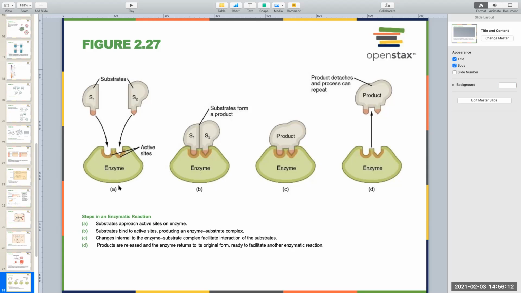So an enzyme is always a protein. An enzyme is a protein. An enzyme will never be a carb. It will never be a nucleic acid. It will never be a fat. An enzyme is a type of protein which acts on specific substrates or specific areas to do specific things.